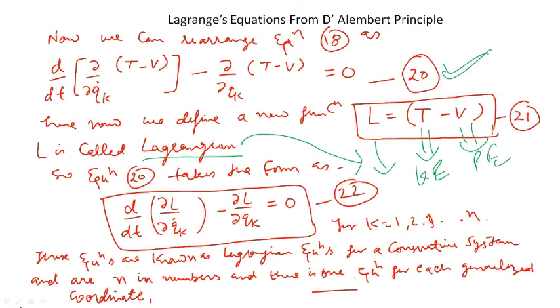If the number of the generalized coordinates is small n, then there will be n Lagrangian equations. So this is a very important form, and this Lagrangian equation will be used in solving classical dynamics problems, and you will see that classical dynamics problems can be easily solved by using these equations. Thank you.